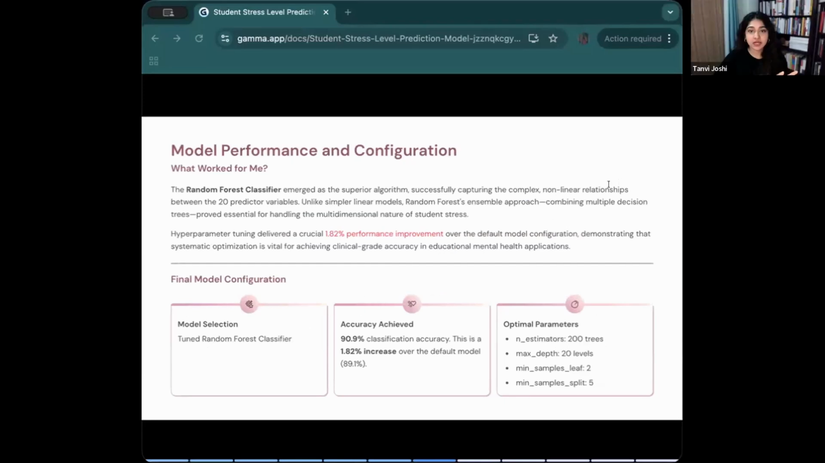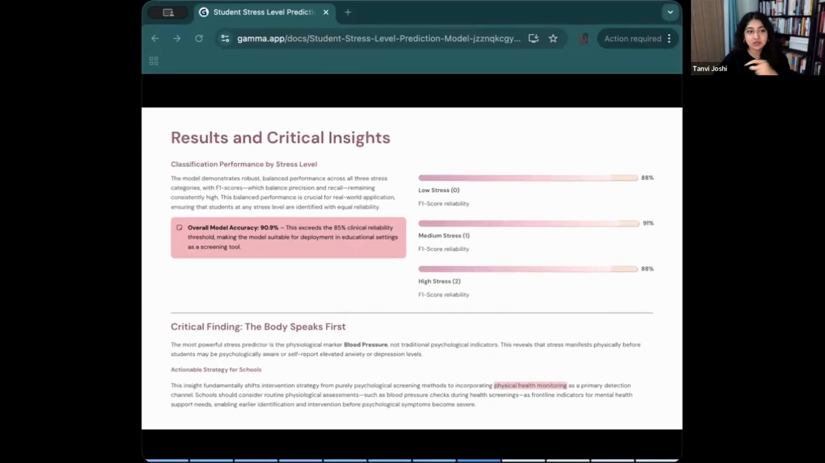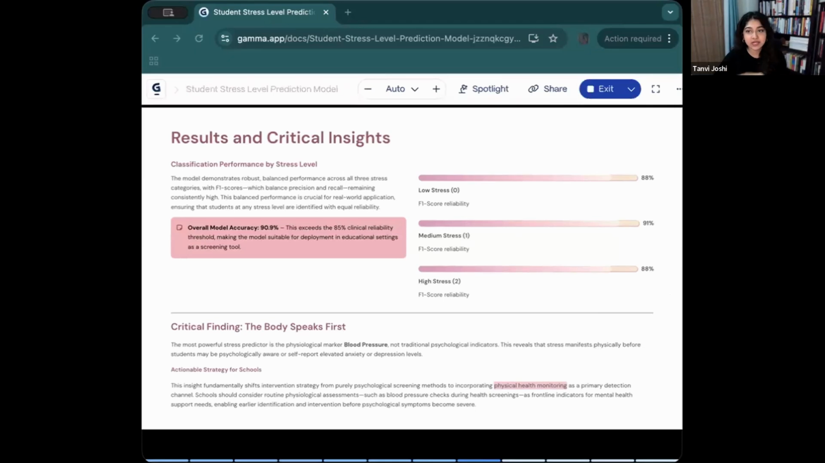I also ran an optimization test, and that increased my accuracy for the model to 90.9%, which was a 1.82 improvement. It's a minor improvement, but still major in terms of looking at mental health. No, it's actually a big improvement. It's a 10% improvement because error dropped from 11 to 9. Good. So these were the 90.9% accuracy that I increased it to.